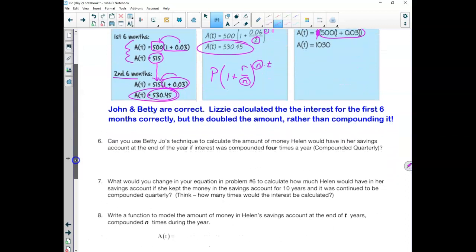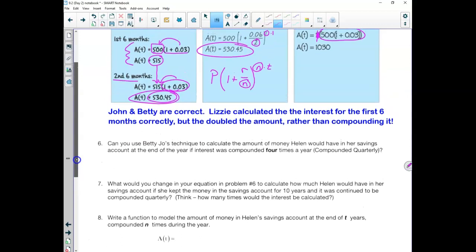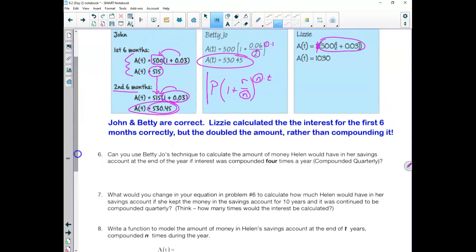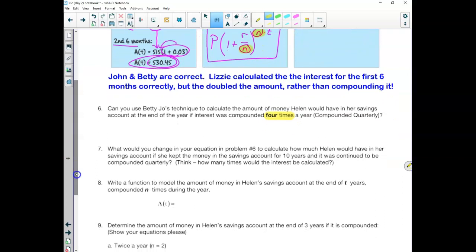Well, number 6, what I want you guys to do is use Betty Joe's technique. I just showed it to you. It's right here. Use Betty Joe's technique to calculate the amount of money Helen would have in her savings account at the end of the year if interest was compounded four times a year. That would be quarterly. That means that N and that N, those are 4. That's compounded quarterly. And they are still going to say, hey, I'm only going to put it in there for 1 year.